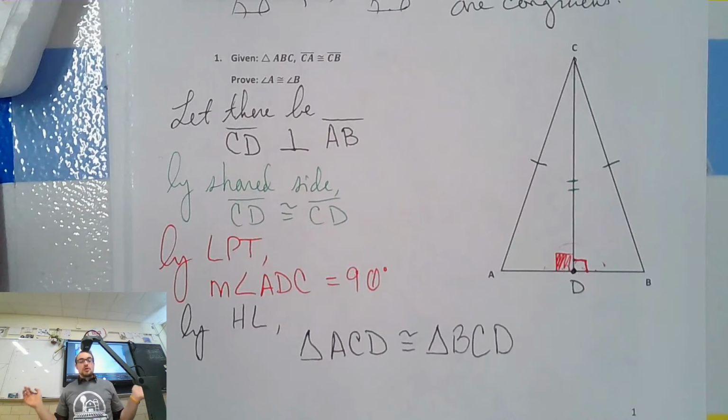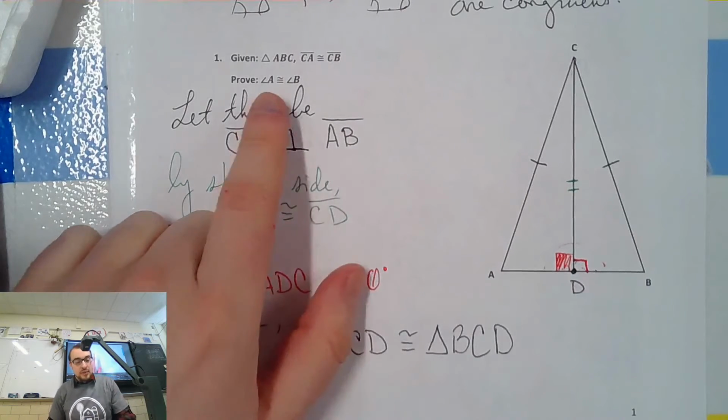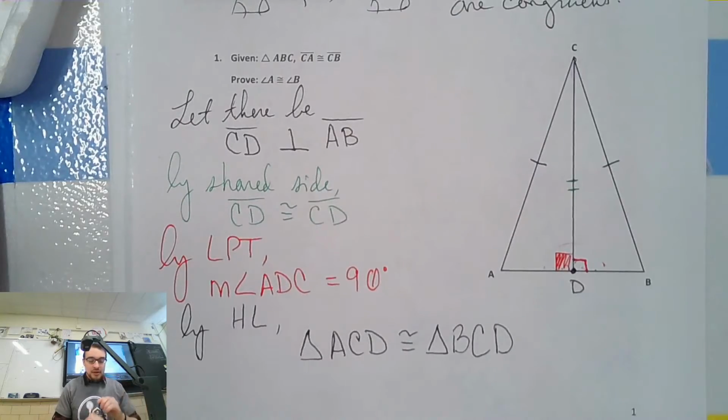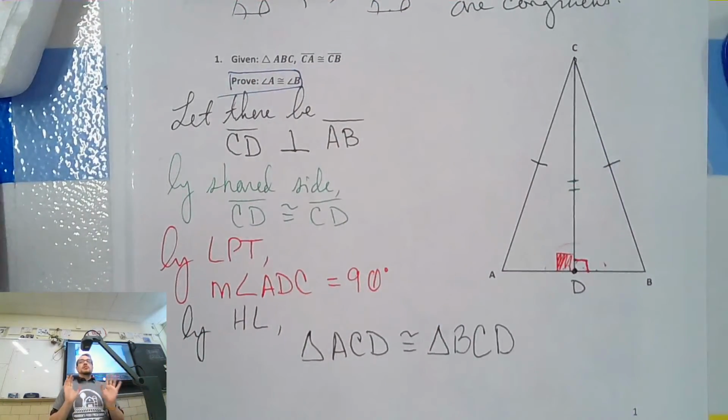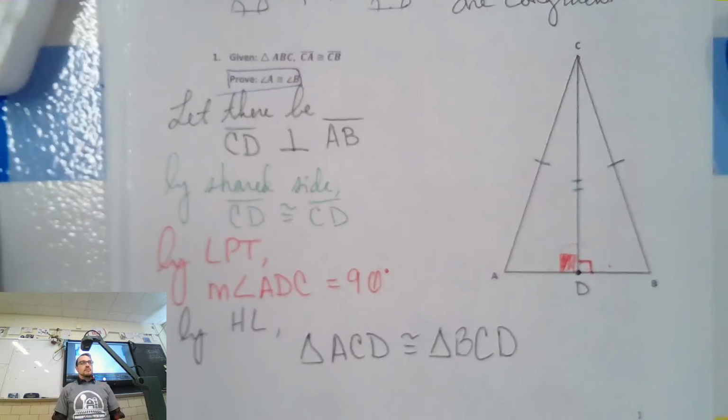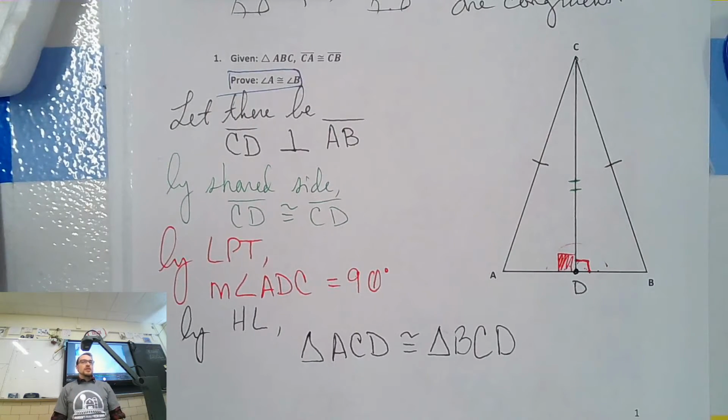Now, great, we proved the triangles are congruent. But what we really care about is proving that A and B are the same angle. So, follow my logic. If two triangles are exactly the same, they're congruent, does that mean their parts are the same? Yeah, right? So we have a theorem for that.